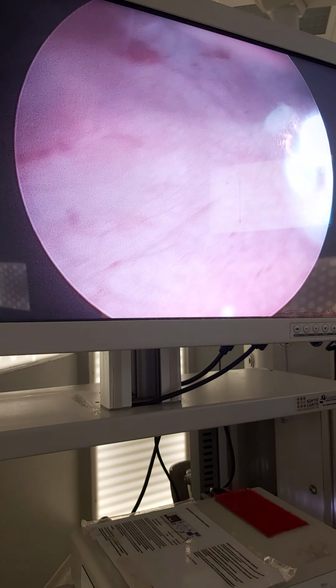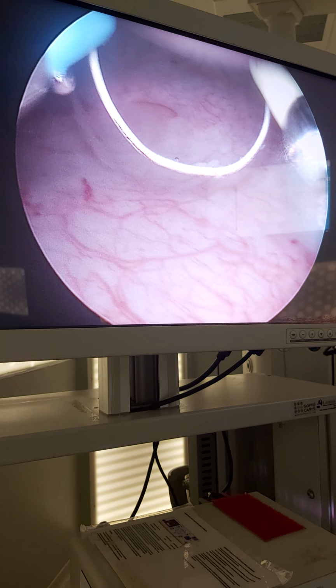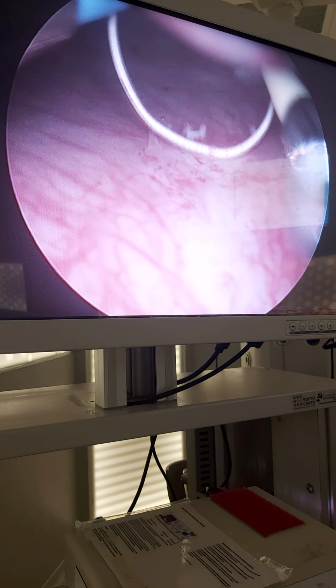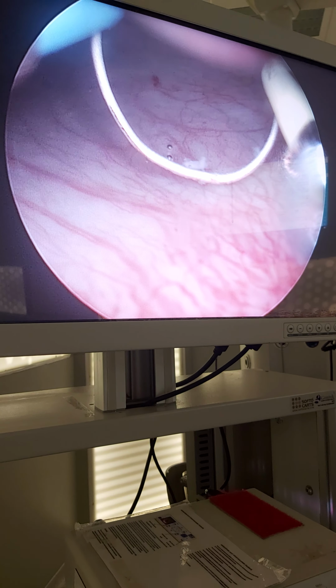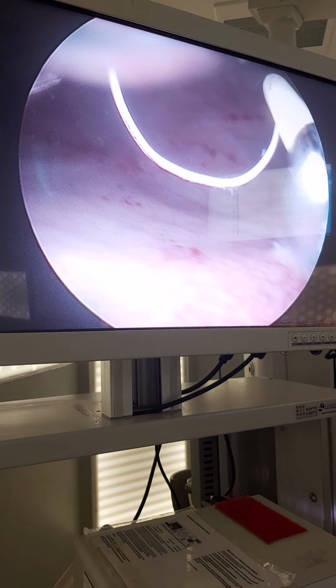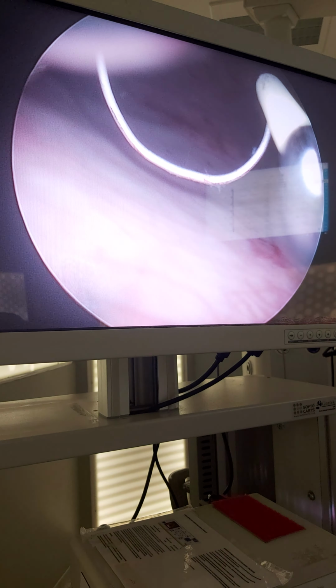These tissues seem healthy. This is the right ureteric orifice. Till this part it seems healthy. But here there is trigonitis. This part is healthy, this part is trigonitis. The white parts are healthy.